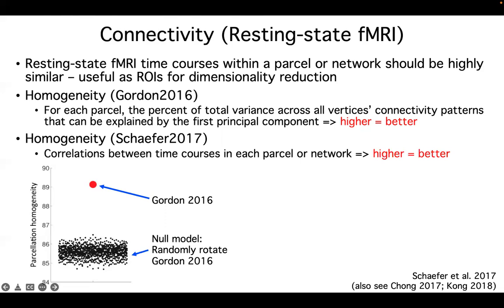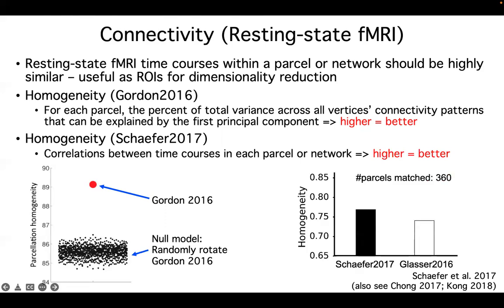Another way to define homogeneity is to compute the correlations between the time series within each parcel. Higher homogeneity means that the vertices within the same parcel have more similar time series. So the higher the homogeneity, the better the parcellation. Here is the homogeneity of Schaefer and Glasser parcellations.